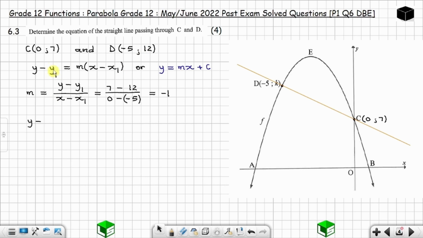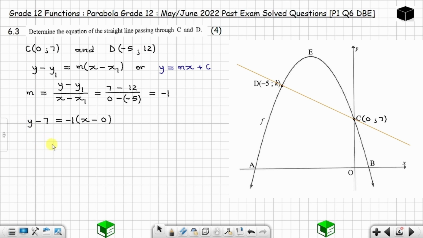So y1 from C, this is y, so it's 7 is equal to the gradient, which is -1, and you open your bracket, x minus x1. Remember you are only replacing y1 and x1. I'm using the point C, so my x1 is 0, and then I close the bracket. You can pause the video and try to use the point D. You are going to find the same equation in the end.